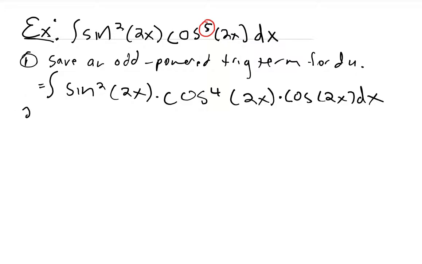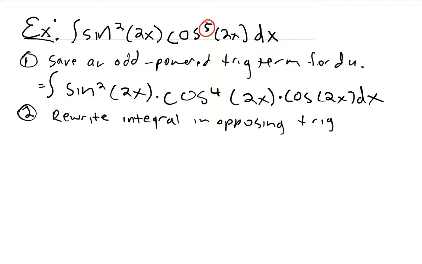Next thing that I do after this step is I'm hoping to rewrite the rest of my integral in the opposing trig term. So here, that means rewriting everything in terms of sine. Now I want to rewrite this in the opposing trig term using that identity, sine squared plus cosine squared equals 1. So in this particular case, I will give you a hint. How the heck do I do this when I need to rewrite this cosine in terms of sines, but it's to a 4th power?